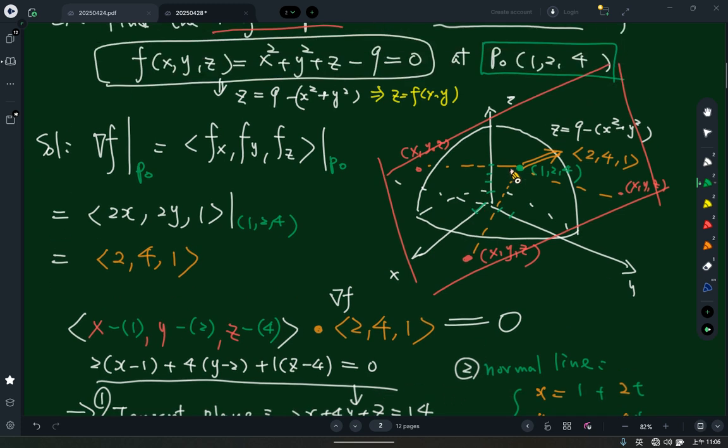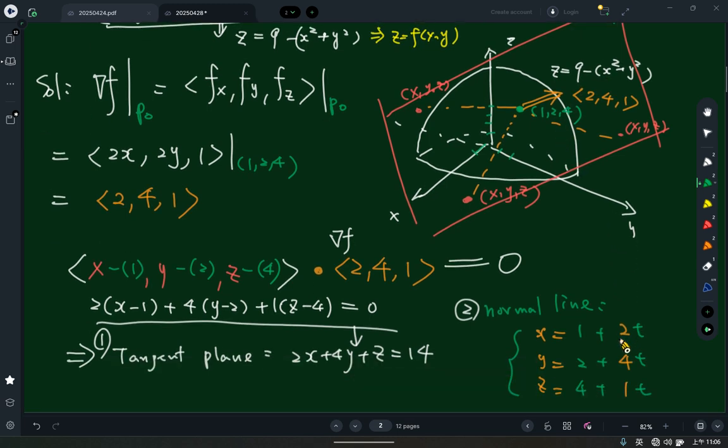Then if we want to describe the normal line, we can also use parametric equations. Any point (x, y, z) on the normal line passes through (1, 2, 4), following the direction (2, 4, 1), and then we can construct the normal line as a parametric equation.